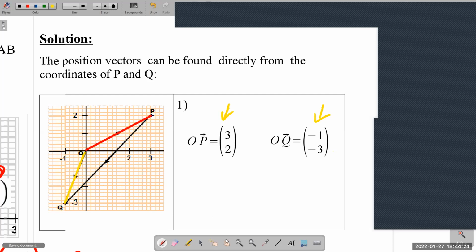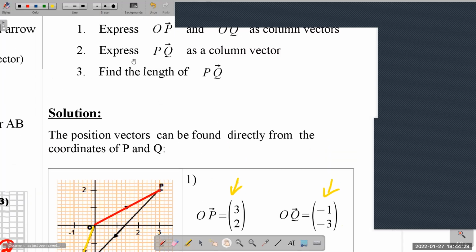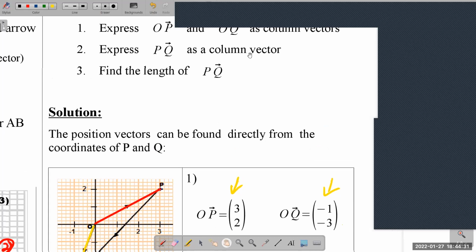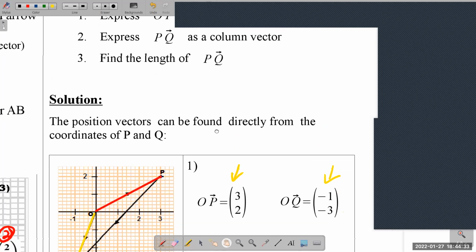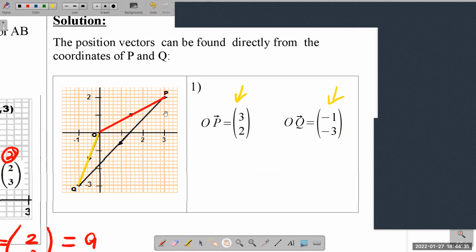All right. Okay, so let's look at the second question. What did the second question ask us? The second asks us to express PQ as a column vector. But what is the problem here? We don't have PQ yet. We got to find PQ. Agree or disagree?